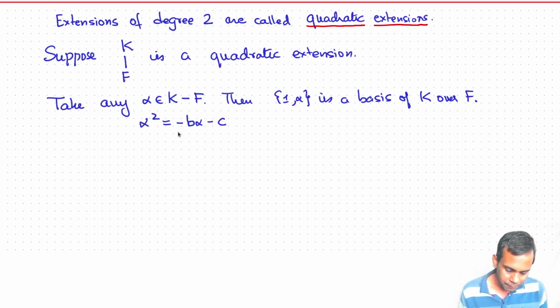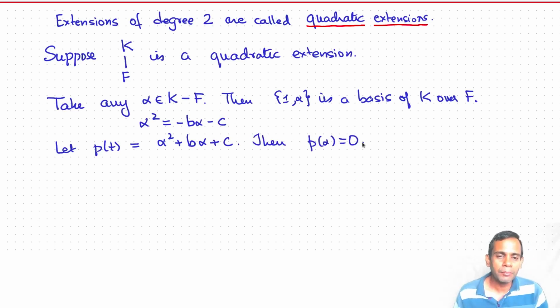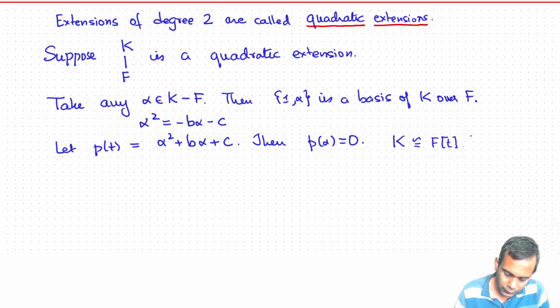It doesn't matter. But the point is now that let p(t) be the polynomial t squared plus b t plus c. Then p of alpha is 0. So we can write down a quadratic polynomial such that K is isomorphic to F[t] mod p(t), and this is an isomorphism over F.